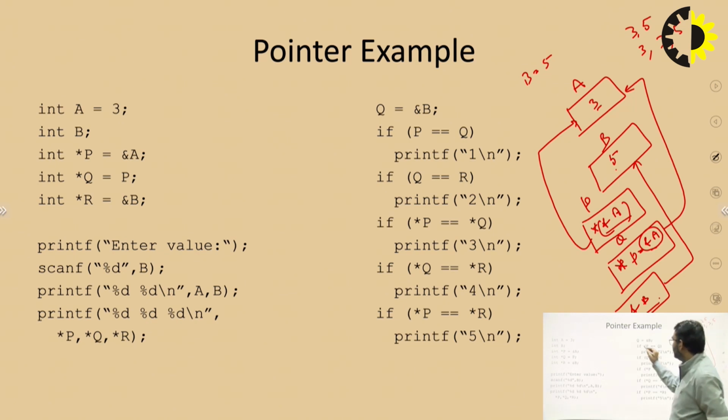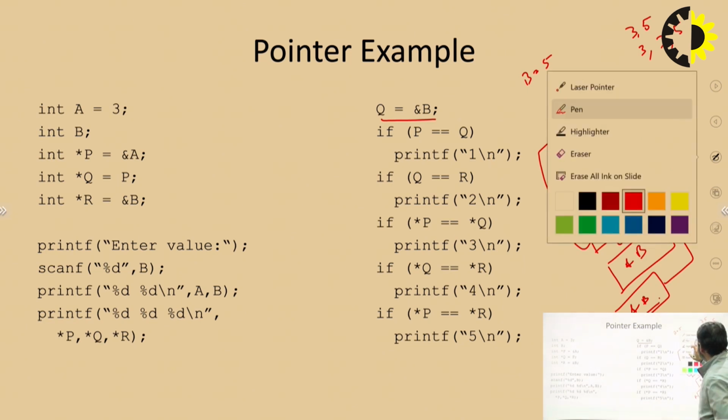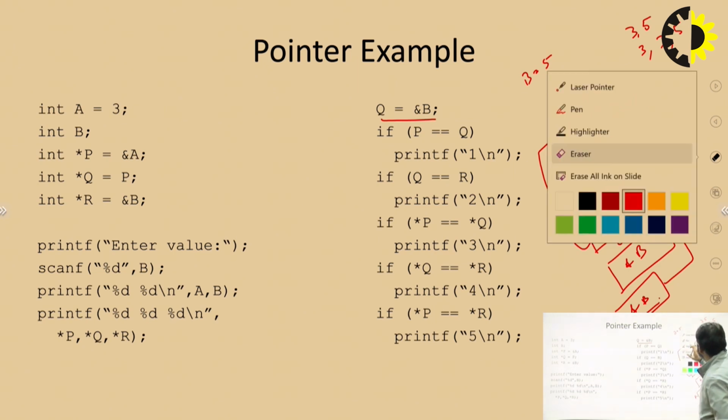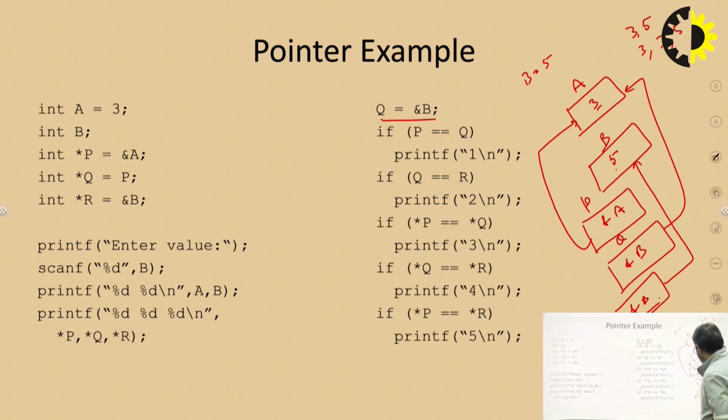Okay. Now q is equal to &b. It means now we are changing the q variable so that it consists the address of b. So p consists the address of a, q consists the address of b, and r consists the address of b. Now if p is equal to q, p consists the address of a and q consists the address of b. Both are not equivalent. So this condition becomes false.